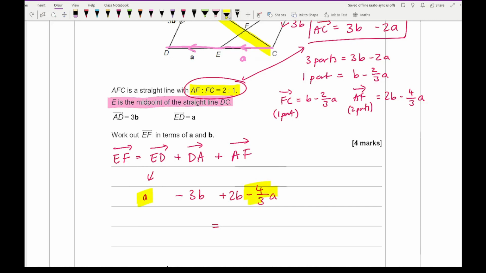So I've got A minus 4 over 3A. Well, if I turn this into 3 over 3, it might make it easier for me to subtract, but that's going to be minus a third A. And then I've got minus 3B plus 2B, which gives me minus 1B. So there is my final answer.